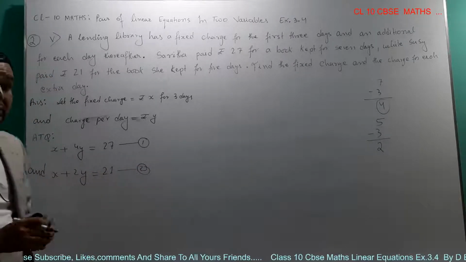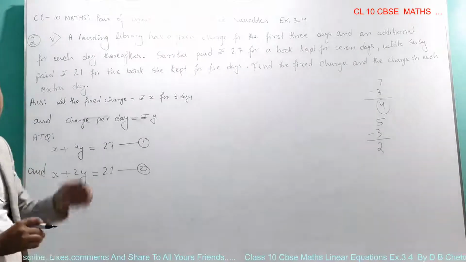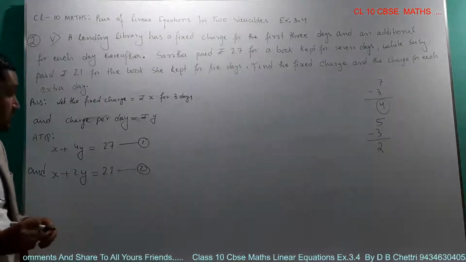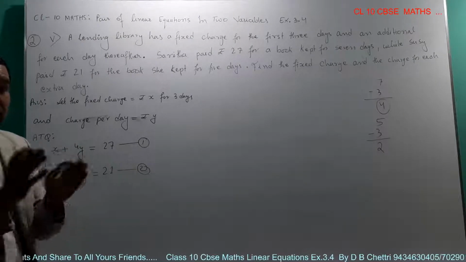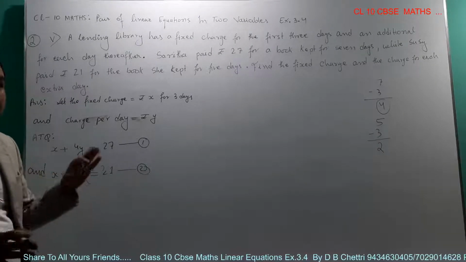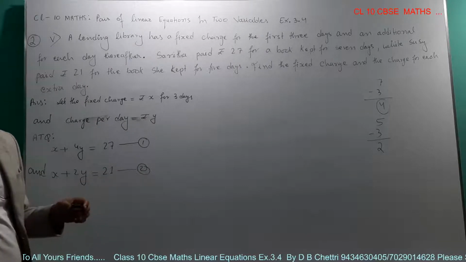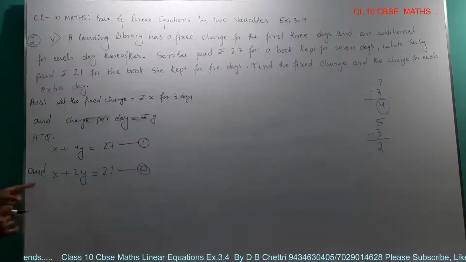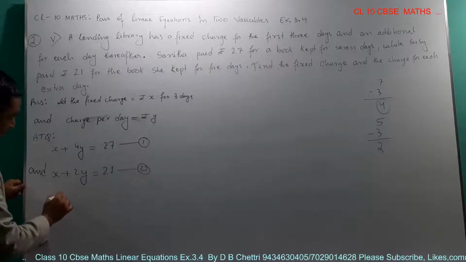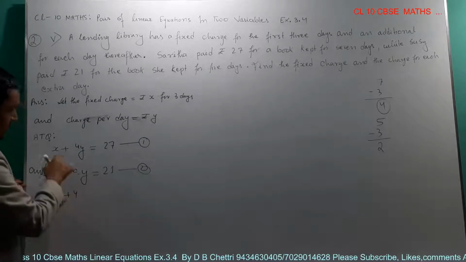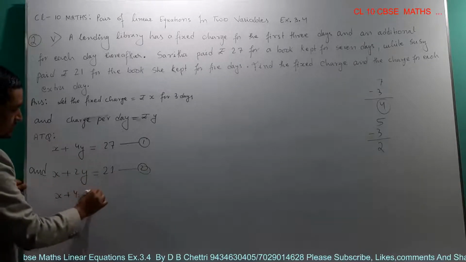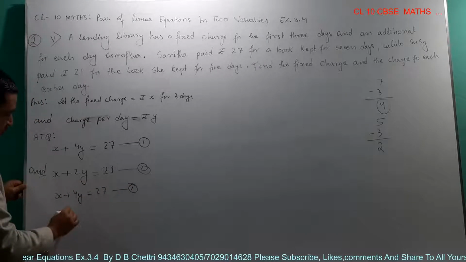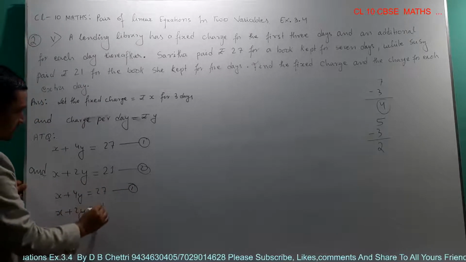Now we are going to solve these equations by the elimination method, because the question asks to solve them by the elimination method. To solve by elimination, first we need to make the coefficient of one of the variables the same. Elimination means removal of one of the variables. Let me write this together. x plus 4y equals 27. This is equation 1. Then equation 2, x plus 2y equals 21.